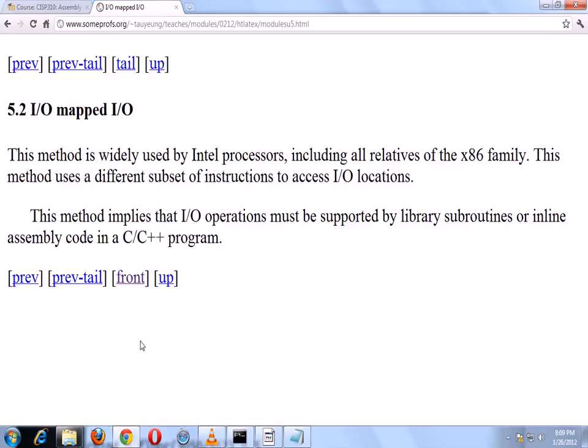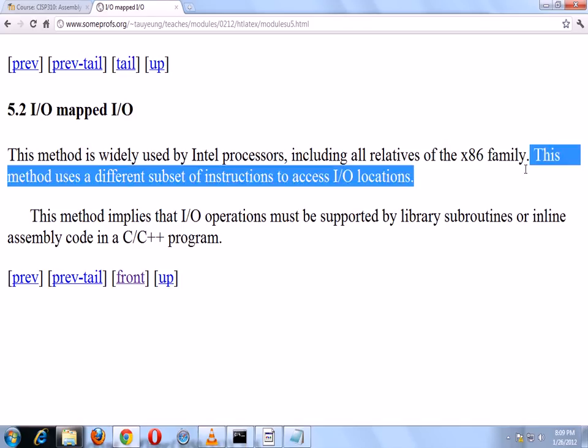The next one is I/O mapped I/O. I know the name is kind of strange. It's input-output mapped input-output. So basically, this is used by most Intel processors, including all the relatives of the x86 family. In this case, if you want to access input-output locations, you need a different set of instructions. In other words, we have one set of instructions to deal with memory, and we have another set of instructions to deal with input-output.